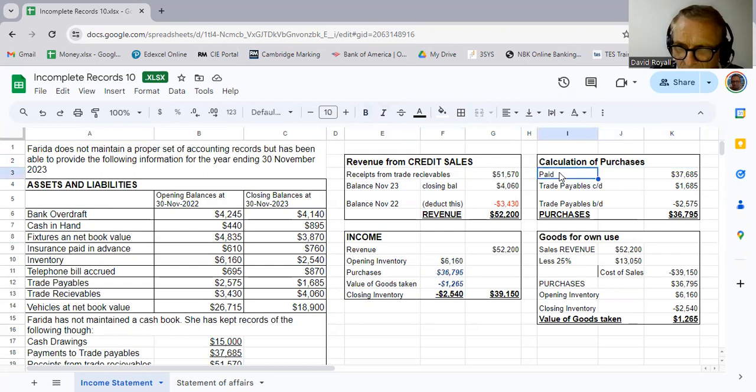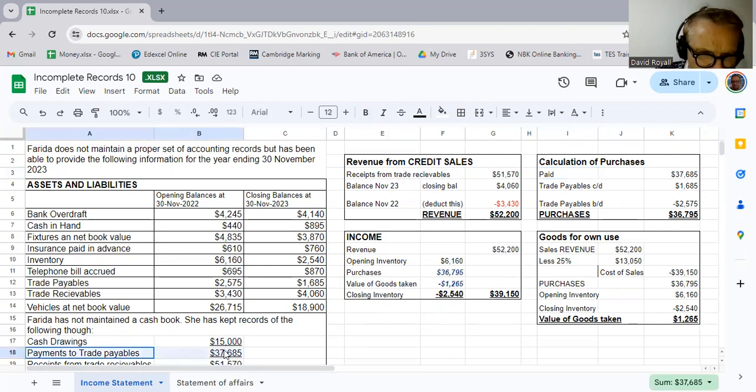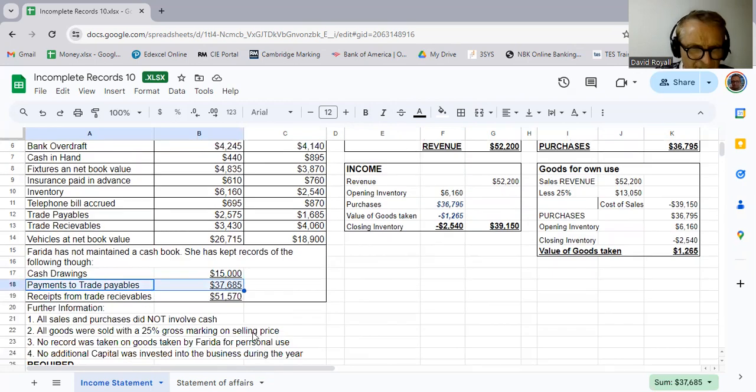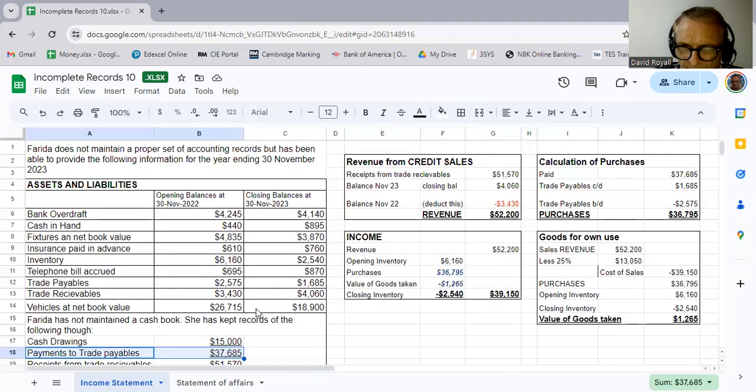Calculation of purchases. Well, what did we actually pay? 37,685. Where did that come from? Okay. There's your figure. Payment to the debtors. It's down here. That's what we paid.